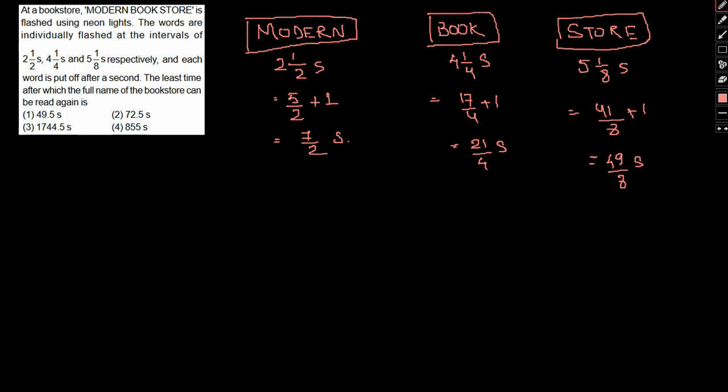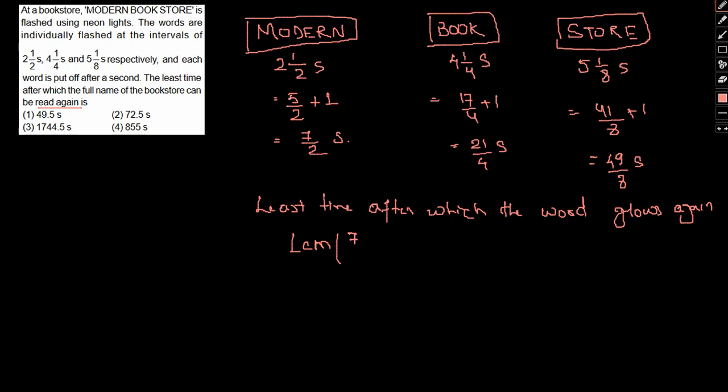Now the least possible time after which the word glows again, because the question states we can read again, so we can only read again once it glows again. That would be the LCM of 7/2, 21/4 and 49/8. That's the proper way.